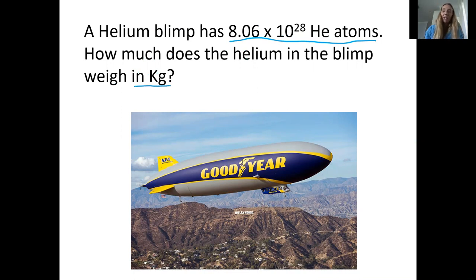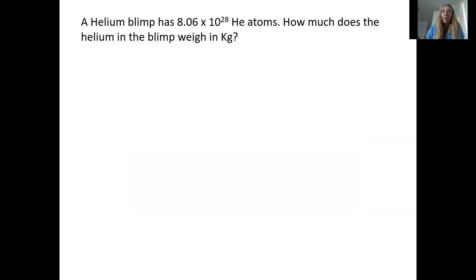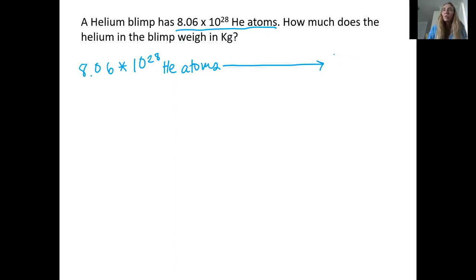Okay, so we're going to go and kind of set this up. So here we've got our question again right at the top. It's written. And the first thing I'd like to do is write out a plan. And so I look at what information I have. And this one's pretty simple because it's only given us one set of information. And so the information I have is 8.06 times 10 to the 28 helium atoms. Okay, and the question that we want to answer is how much does that weigh in kilograms? And so how many kilograms of helium is that?